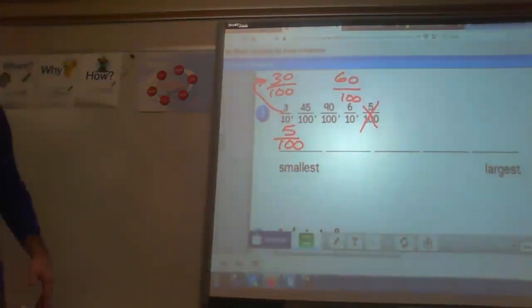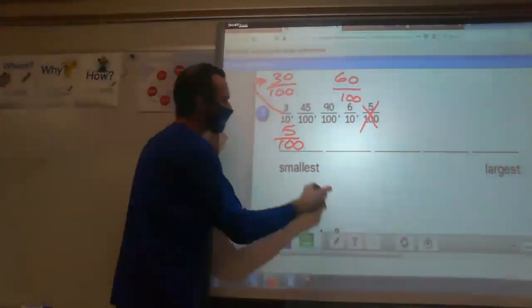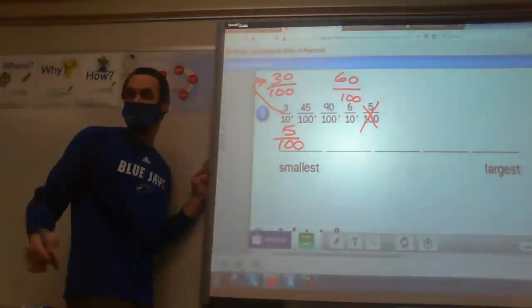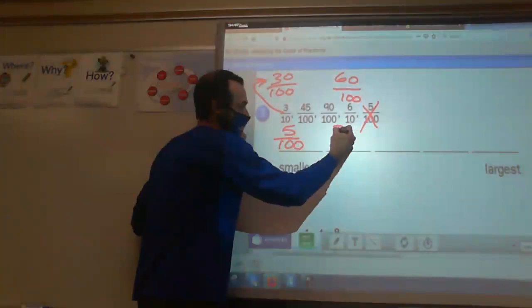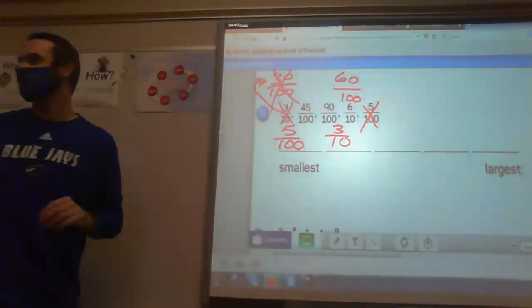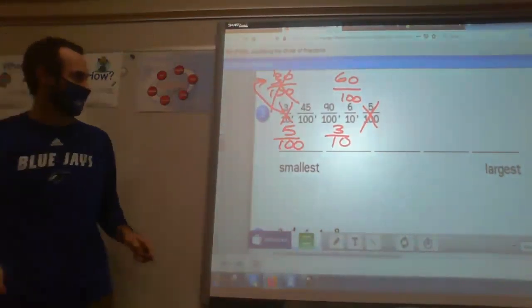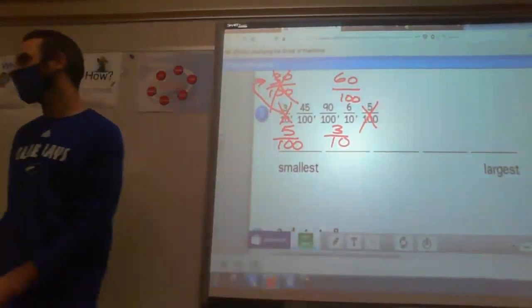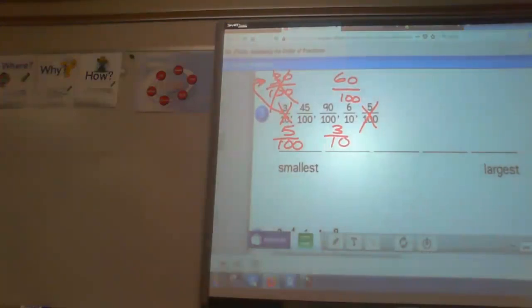Okay, but we have to go back to the original fraction. So what would you write? Very good. I'm not going to worry about this one either now. Find the next smallest one. Which one is the next smallest one, Parker?